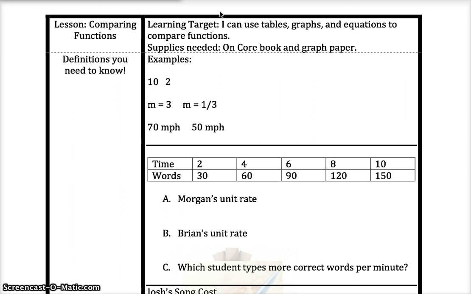Before we get started, let's look at some simple examples of comparison. This is going to bring you all the way back to 3rd grade when you had to compare numbers. Which one is greater, 10 or 2? Well, 10 is greater. That's easy. 10 is bigger than 2. Which one is greater here, the slope of 3 or the slope of 1/3? Well, the slope of 3 is bigger than the slope of 1/3.